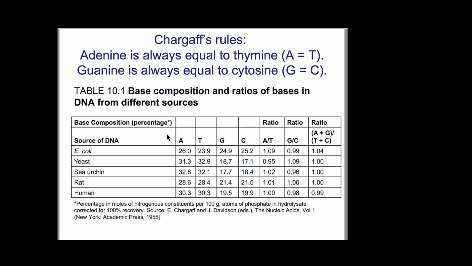So this is an example of Chargaff's rule, and what Chargaff's rule suggests is that there is an equal ratio of adenine to thymine, guanine to cytosine. You see this in various sources of DNA, whether it was E. coli, yeast, rat, human. That ratio was about 1-to-1, and this was important because it allowed scientists to build off of the theory and our understanding of DNA complementary base pairing and the actual structure of DNA.